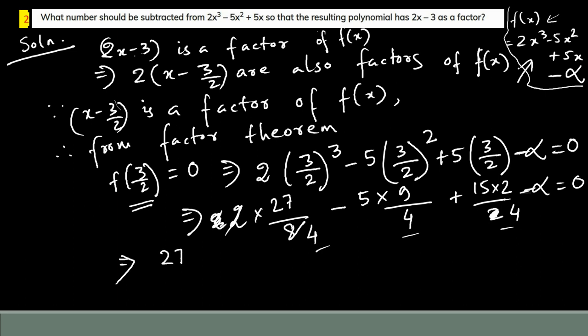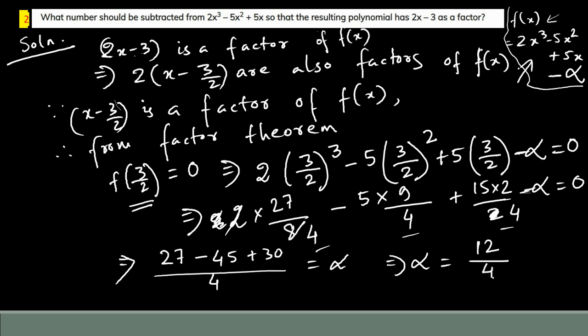So now you can do 27 minus 5 times 9, which is minus 45, plus 30, divided by 4. This equals alpha. This means alpha equals 30 and 27, what is it? 57, right? And when you subtract 45 from 57, you get 12. So it will be 12 divided by 4, which equals 3. So this is your answer. Just write a proper answer at the end.